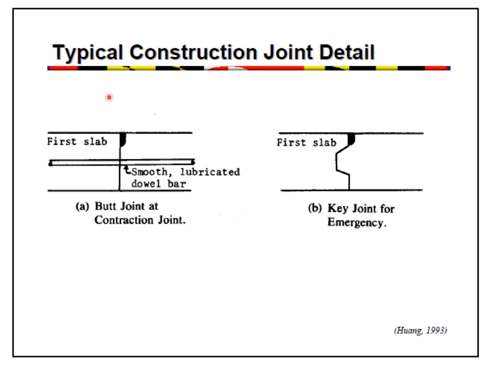On this particular slide, you can see the typical construction joint detail. Now, this type of joint is called the butt joint, and this is the key joint for emergency. So look at that. We are having this cut, I mean to say the joint, and a smooth lubricated dowel bar has been placed at the mid depth. And here, this is the first slab, and this is the next slab, and we are having the connection with that first slab in this manner. Look at that. So a key has been generated over here. That's why it is called the key joint.